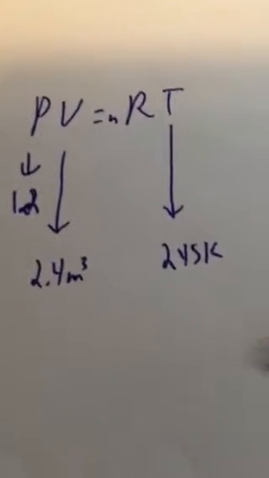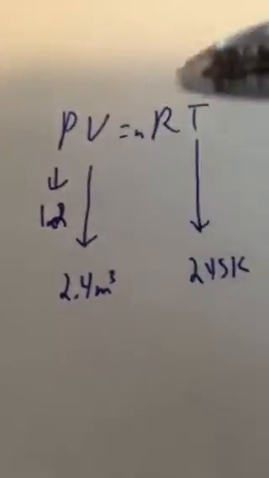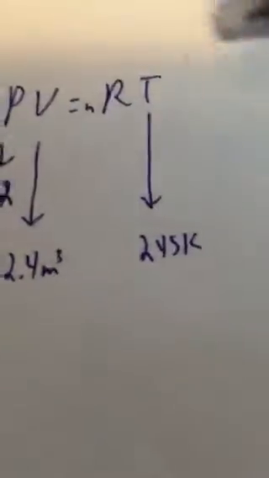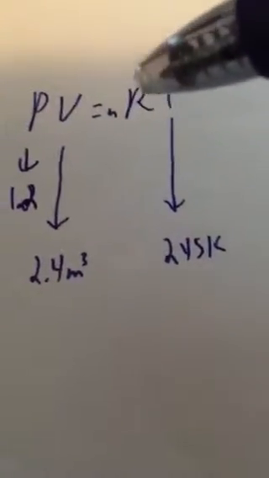First of all, notice that you're not given n. So that means in order to make this work, you have to first, no matter what, figure out what n equals. You're given P, you're given V, R is a constant, we already know what that is. T you're given, so the only thing you're missing is n, so we have to solve for that.